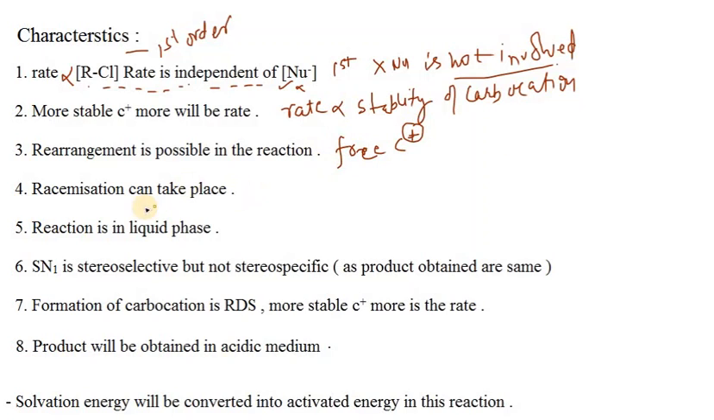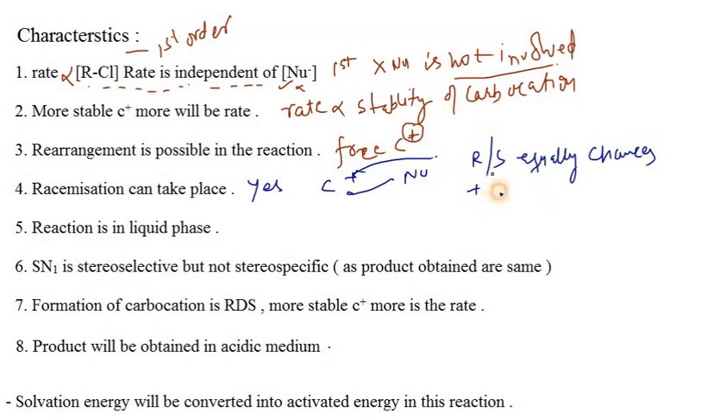Now we talk about whether racemization can take place. Yes, racemization can take place, because when the nucleophile attaches to the free carbocation, it has two sides. It can form R and S with equal chances, or we can say positive or negative. There is a very equal chance because the carbocation is sp2 hybridized. Now it is free, and being sp2 hybridized, we consider it planar.